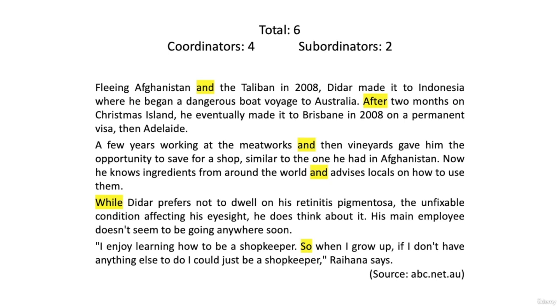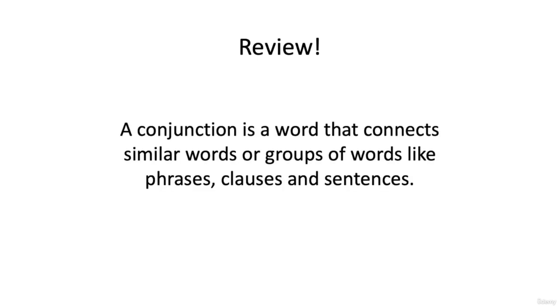Good job! Now it's time to move on to our review. A conjunction is a word that connects similar words or groups of words like phrases, clauses, and sentences. There are 3 types of conjunctions: coordinating, subordinating, and correlative conjunctions.